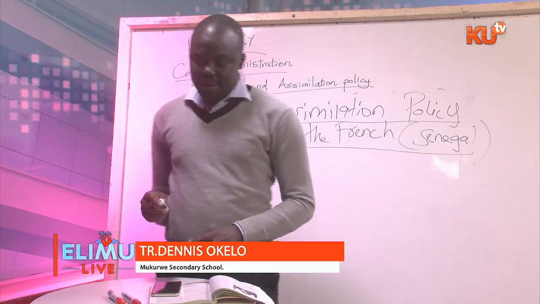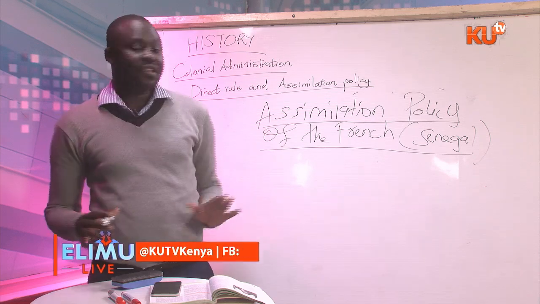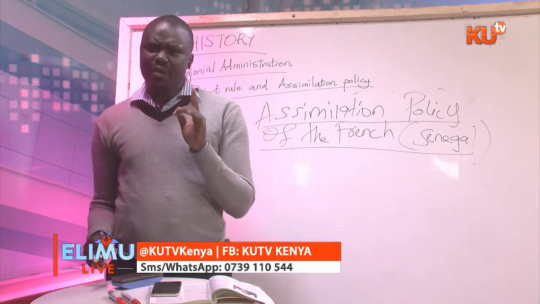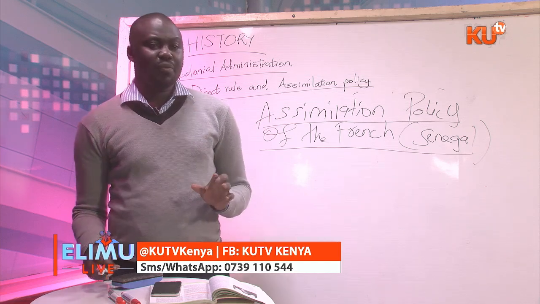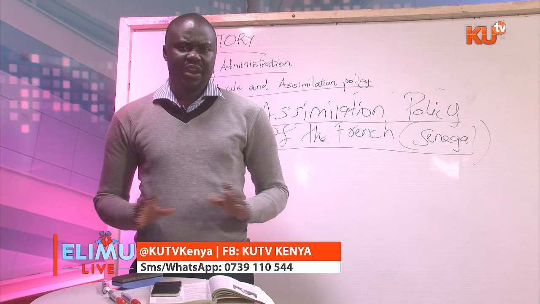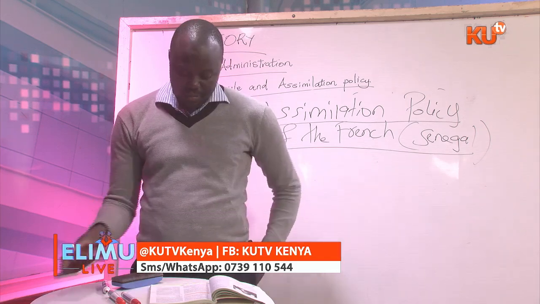In comparison of the assimilation policy and the British system of administration, that is both direct and indirect rule, you'll find that the assimilation policy left the French colonies with almost nothing. They don't have this problem of ethnicity. So let me do the assimilation policy.